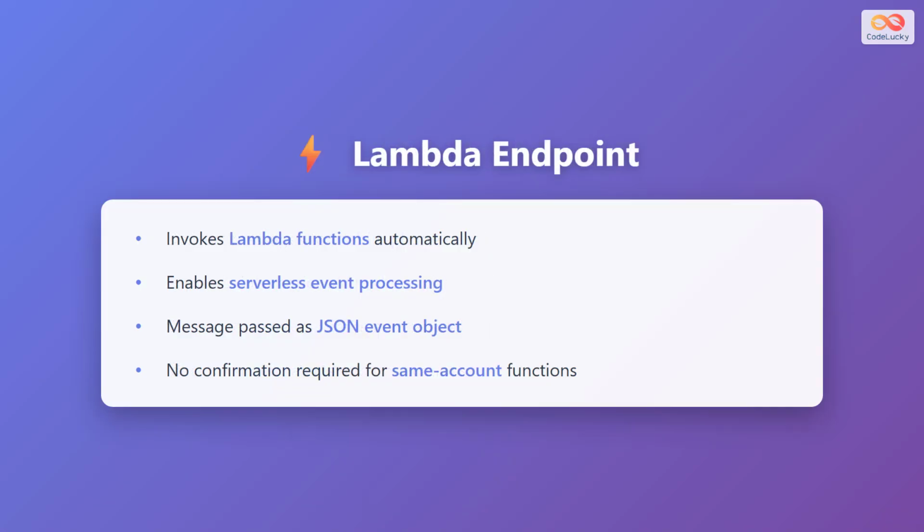Lambda endpoints enable serverless event-driven processing by automatically invoking Lambda functions when messages are published to an SNS topic. When a message arrives, SNS passes it to the Lambda function as a JSON event object, which your function code can then process. One convenient feature is that Lambda subscriptions within the same AWS account do not require manual confirmation, making setup quick and seamless. Lambda endpoints are perfect for building event-driven architectures where you need to process notifications automatically, such as image processing workflows, data transformations, or triggering downstream business logic.